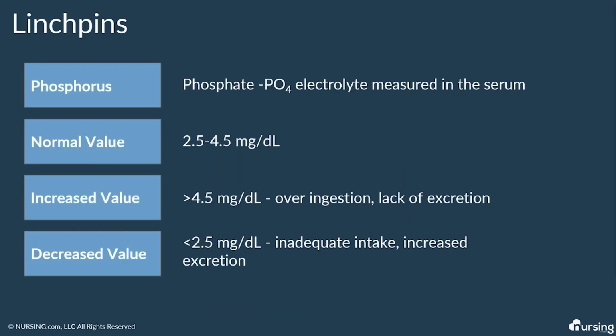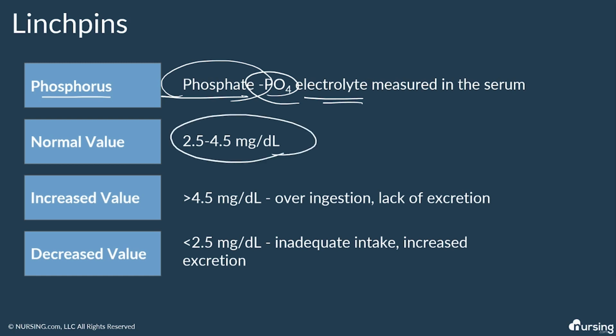Linchpins for this lesson are that the phosphate lab, the PO4, measures the electrolyte amount in the serum. Phosphorus is the mineral, remember, and phosphate is the electrolyte. Normal value is between 2.5 and 4.5 milligrams per deciliter. If the value is increased, that means it's above 4.5 milligrams per deciliter and indicates an overingestion of the electrolyte or a lack of excretion. Decreased value would be below 2.5 milligrams per deciliter and indicates either an inadequate intake or increased excretion. Too much is being filtered.